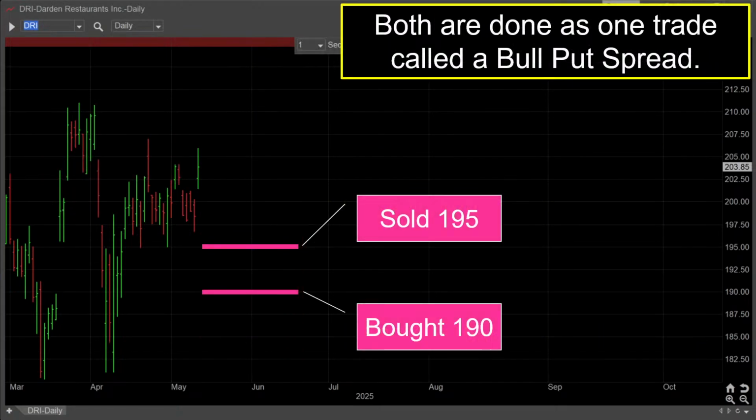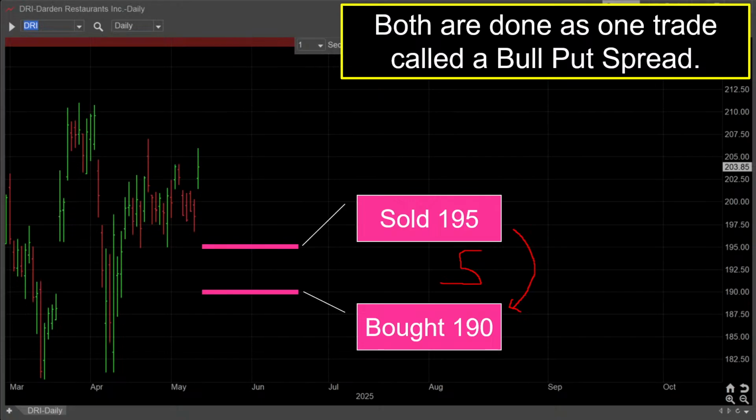Now, this trade is called a bull put spread. Bull because you're bullish. You think something's going to go up, so you do a bull trade on it. Puts because I'm trading puts. That's a 195 put, that's a 190 put. Spread because there's a $5 difference in price. That's a $5 spread on the stock. I'm selling 195, I'm buying 190.